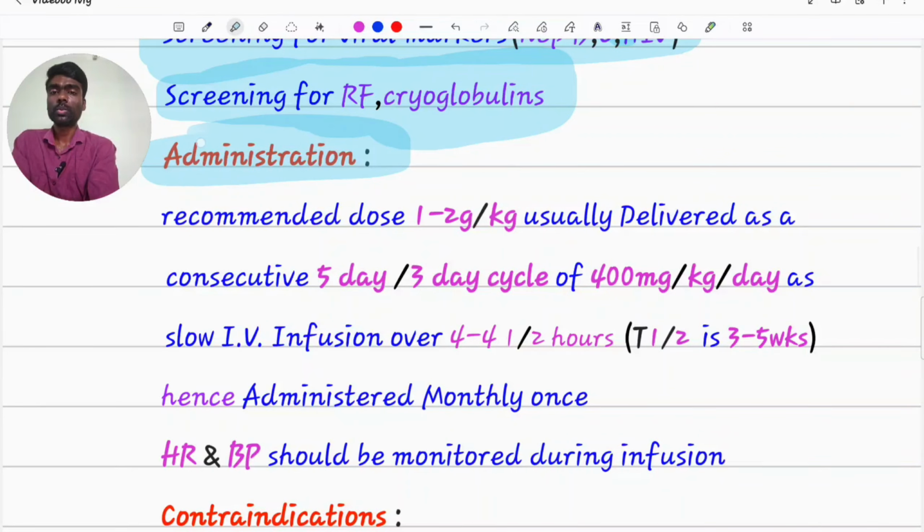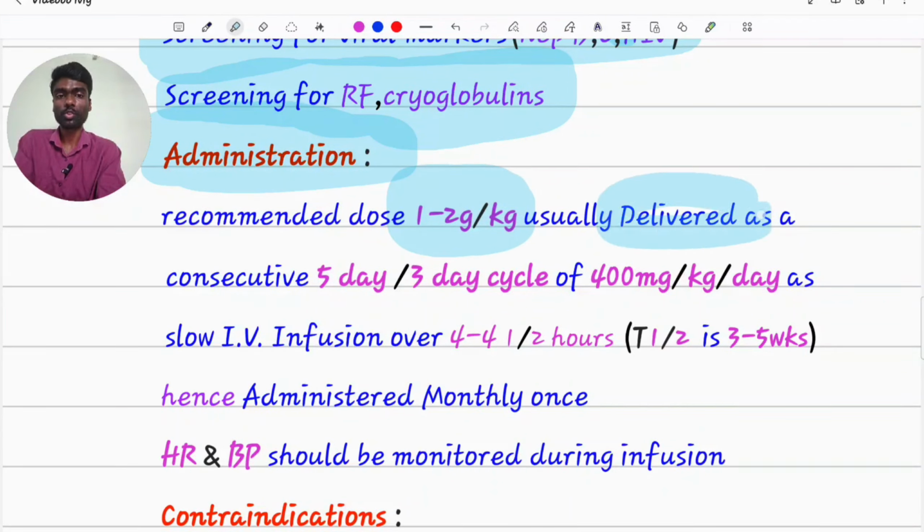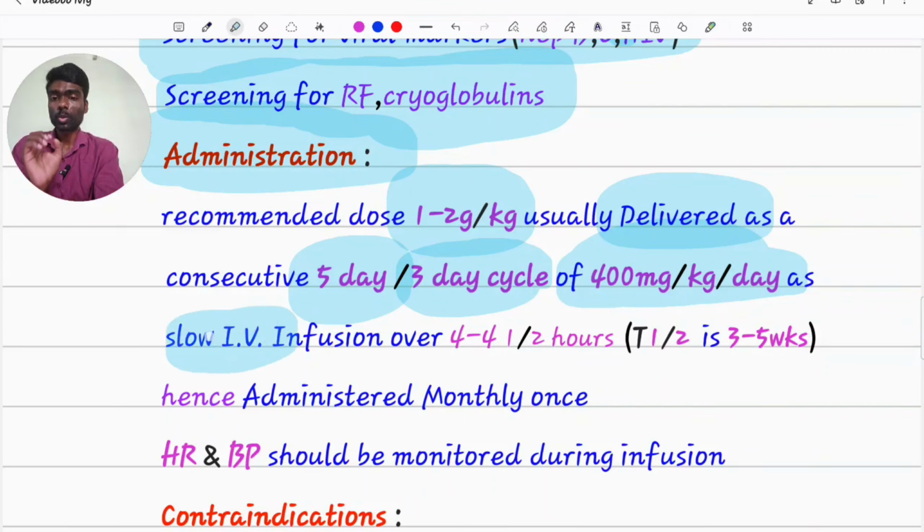Coming to administration, how we will administer IVIG. Recommended dosage 1 to 2 g/kg. How we will deliver this dose? Usually delivered as consecutive daily doses for 5 days or daily for 3 days, a dose of 400 mg per kg per day, as a slow IV infusion over 4 to 4.5 hours.